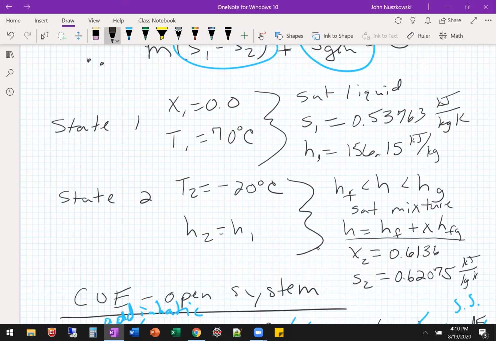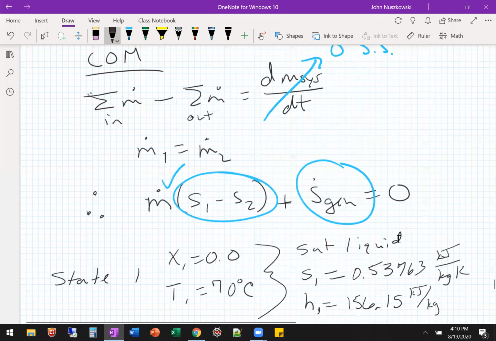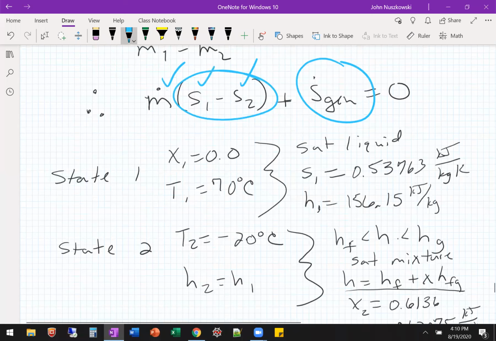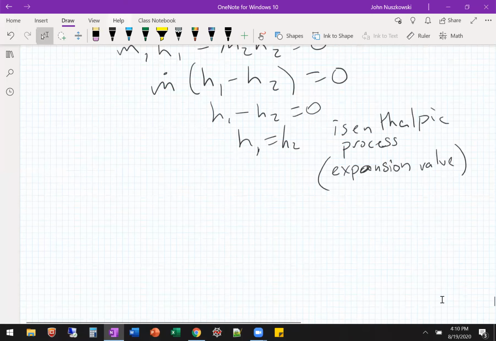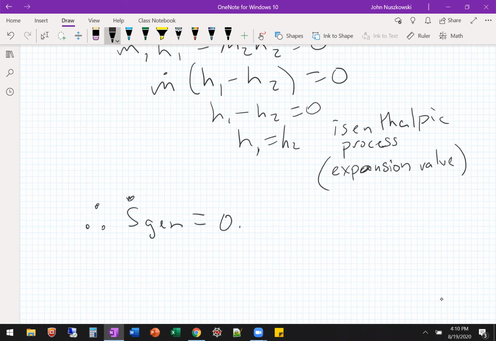Okay, so we have S2. So now we come back up. We have S1, we have S2. Our only unknown is the rate of entropy generation, so we can substitute and solve. We get 0.0166 kilowatts per Kelvin.